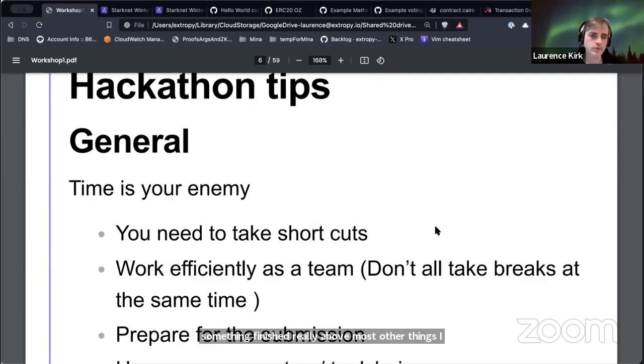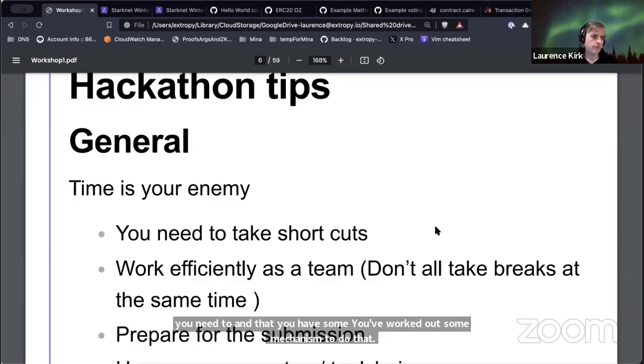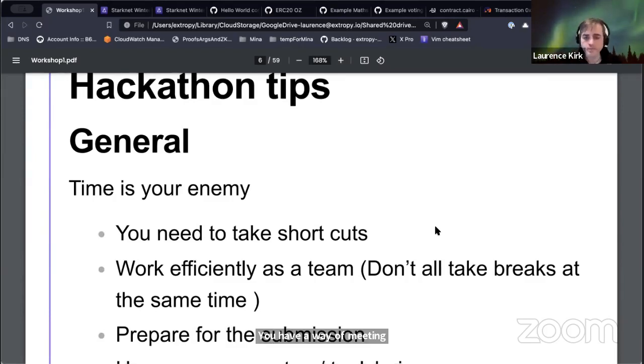Now, to help you do that, you're going to need to work efficiently as a team. So if this was a weekend hackathon, I would say don't all take breaks at the same time. For a longer term hackathon, it really just means making sure you're available when you need to be available, and that the people in your team are going to be around and going to be able to work together as you need to, and that you've worked out some mechanism to do that. You have a way of meeting up and organizing your time.